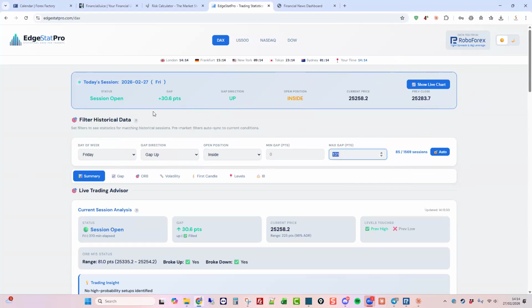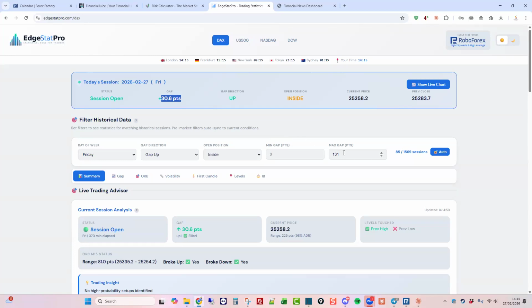We can also filter the size of the gap. So not all gaps are equal. If the market gaps 300 points and on average it only gaps 50 points, the characteristics of what are going to happen today are going to be different. So if we gap 300 points, 10 times the average, for example, the likelihood of hitting that gap fill is going to be tiny, because it just won't be able to move that far in a day.